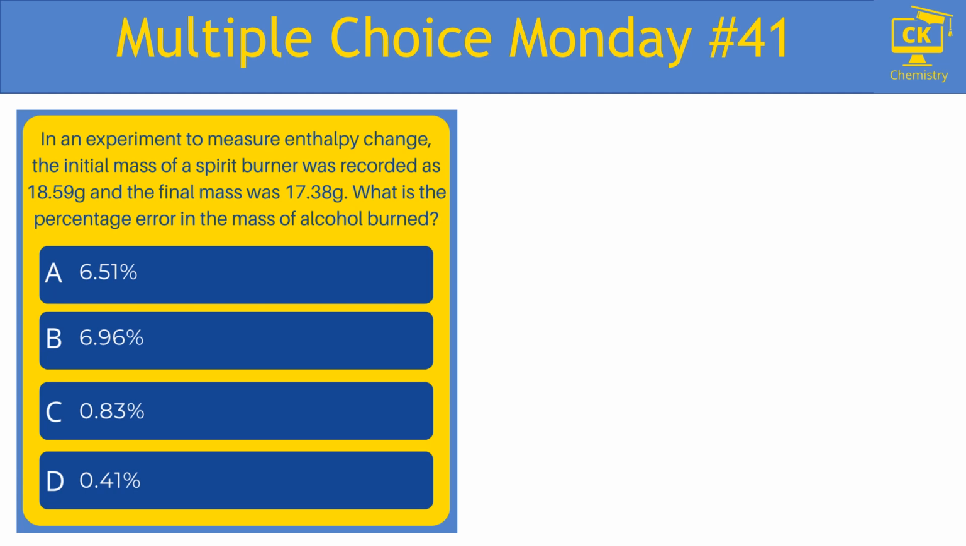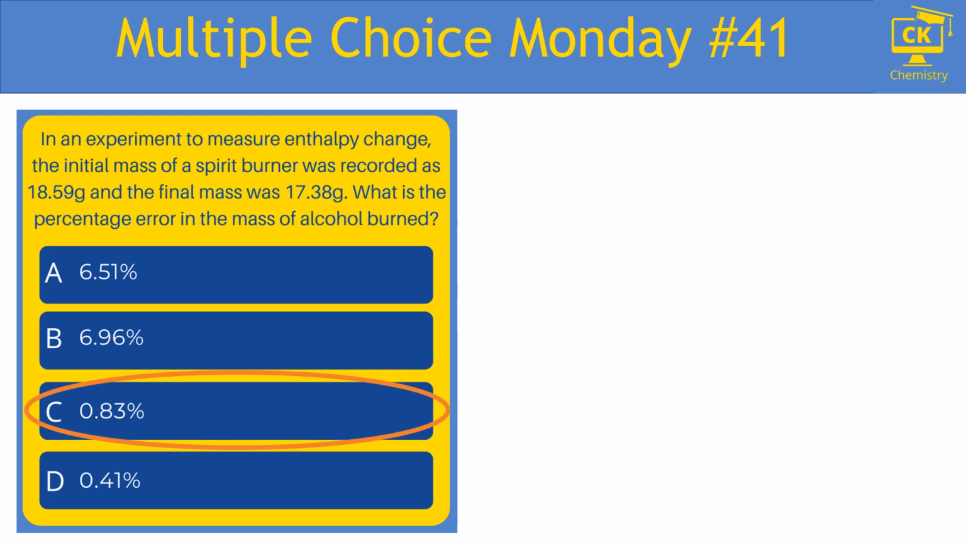This multiple choice Monday is about percentage error calculations. So the correct answer for this question was 0.83%. Let's explain how we get to that answer and why the others are wrong.